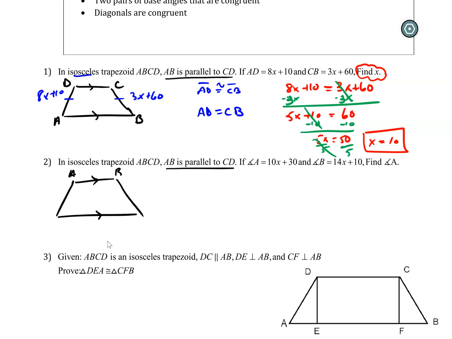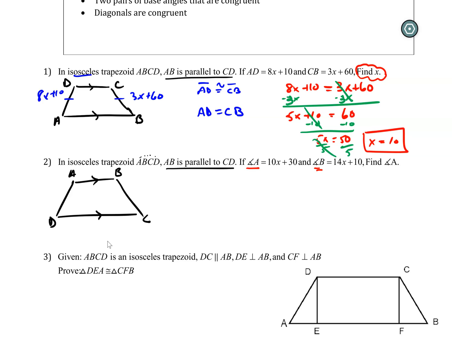Like if I called this A, then this would be B. And then this one would have to be C, and this one would have to be D, because it goes in the order that we have here. So I have to go around the figure either clockwise or counterclockwise, it doesn't really matter. It just has to go in the order that is written.